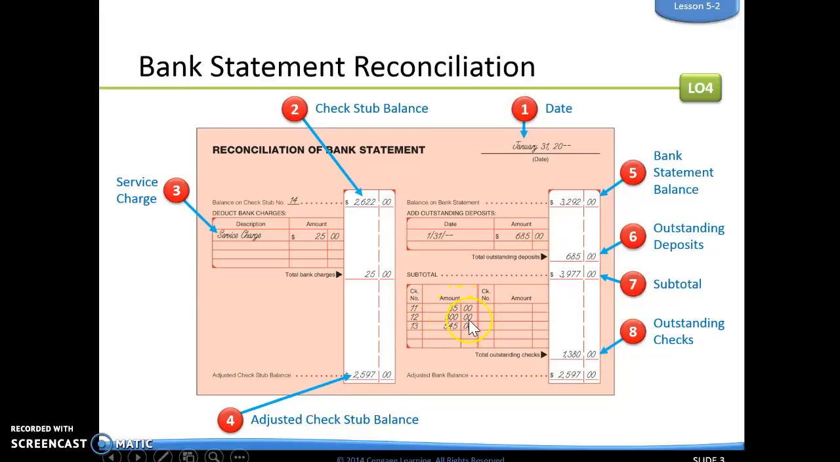So it looks like we have 3 outstanding checks here. We're going to total those up, so it looks like our total is $1,380. Now checks are money that is going out, so we're going to take our subtotal minus our outstanding checks to get our adjusted bank balance. Once we get this bottom number, we want to make sure that it equals our check stub balance. If those two numbers are equal, that means that we should be on the right track, that we should be right.